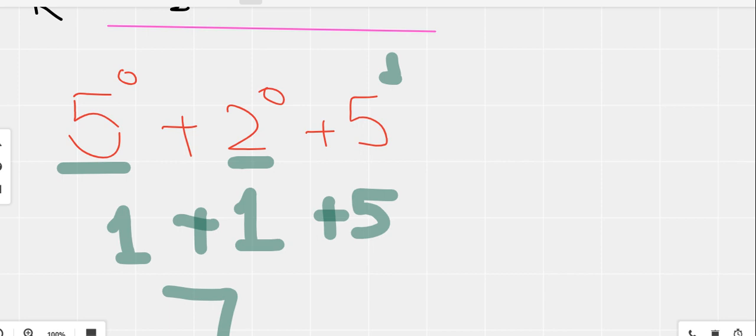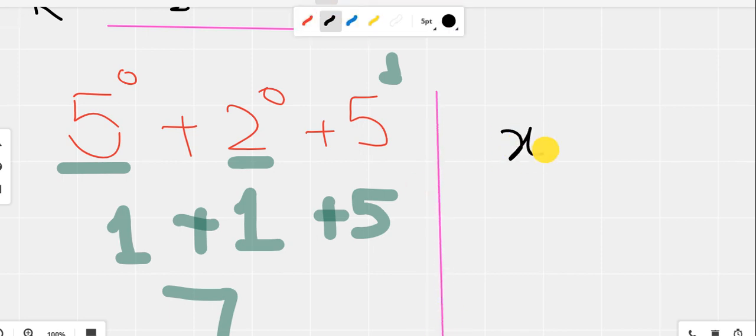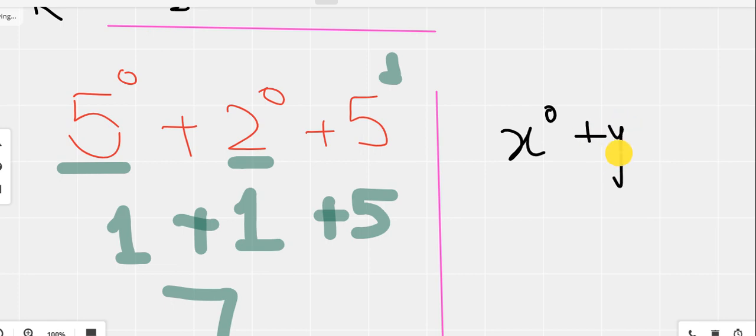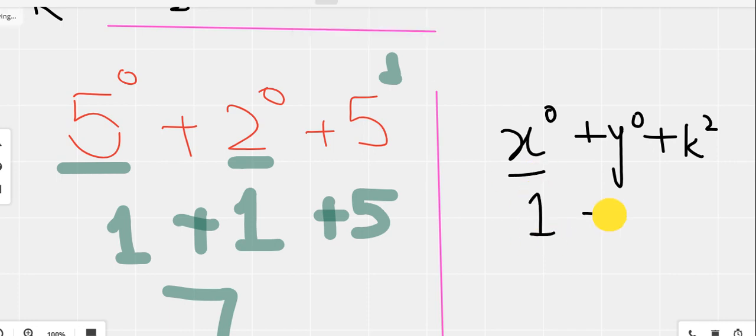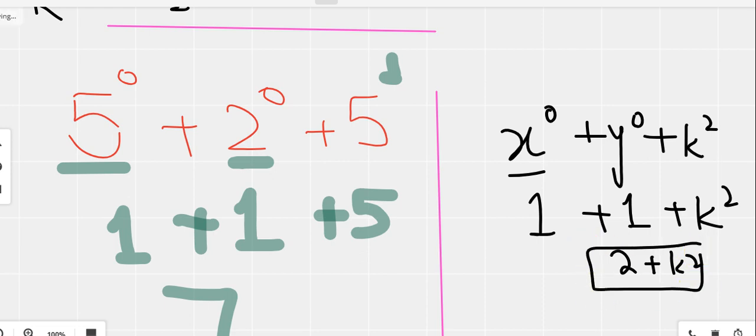And if I take the example, let's say we have a question like this. Now how will I do it? Power is 0, it means equals to 1, plus power is 0 equals to 1, plus k square. So we got 2 plus k square, and that's our final answer.